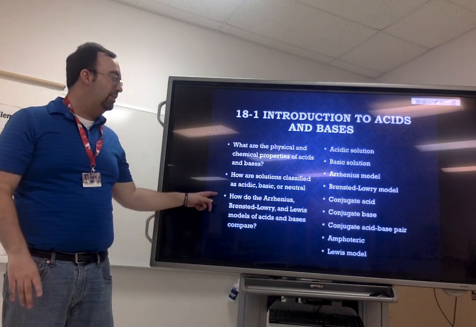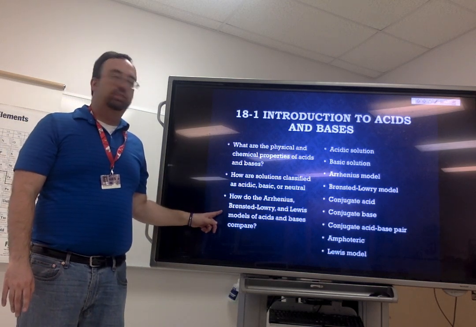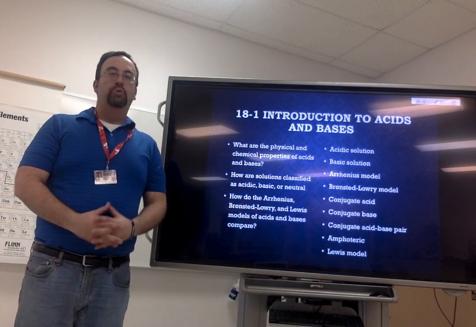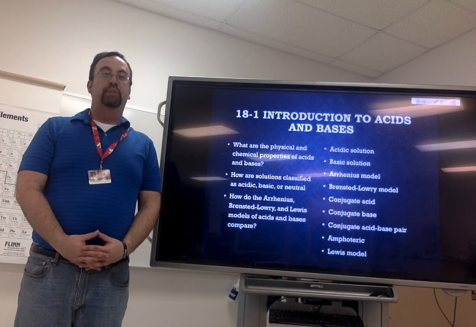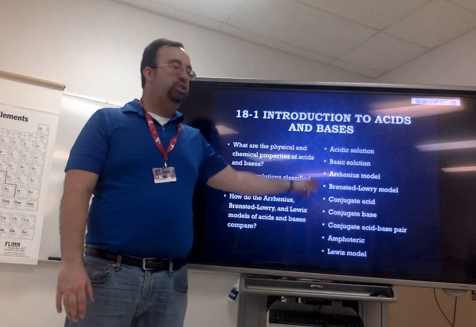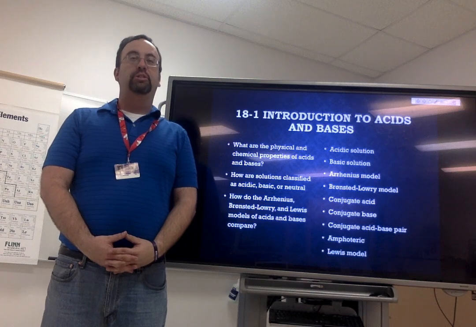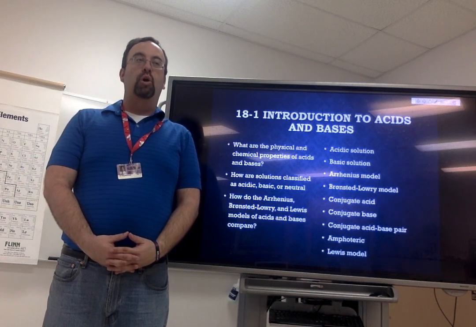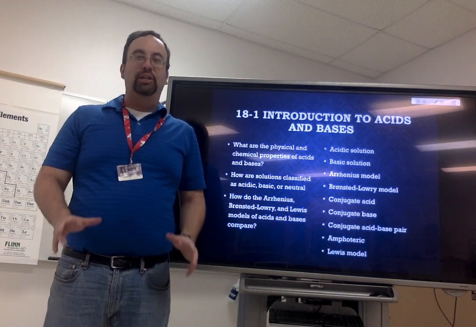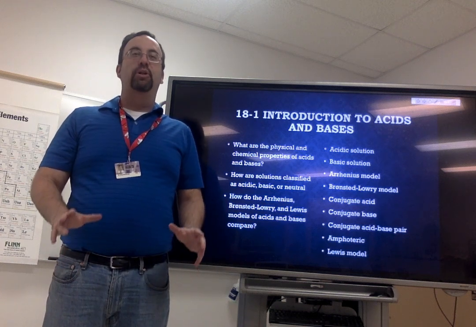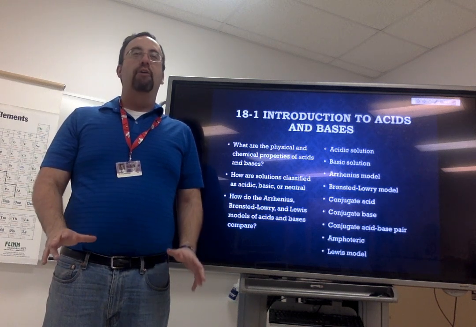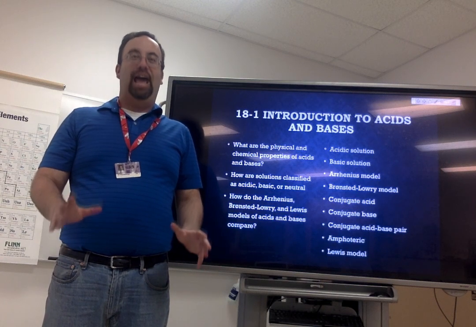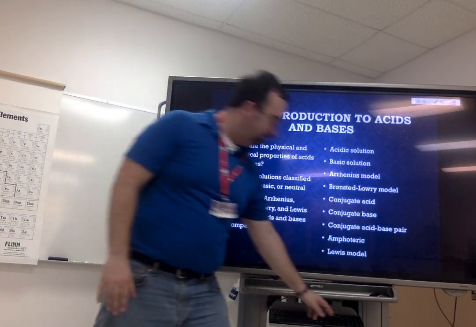So we have Arrhenius, Bronsted-Lowry, and Lewis models. And so we'll talk about what each of those means as well. We do have some definitions, but we'll go ahead and define those today. And then once we're done, we will go over the homework in class. Let us now go ahead and get started with our final chapter of the school year, which is on acids and bases.